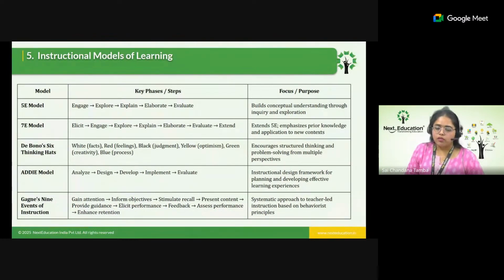And then inform the objectives. Gaining the attention of the students is the priority, because until and unless all the students are attentive towards the class, they are not going to listen to the entire class which you are going to take. After that, informing the objectives, what the learning objectives are for this particular chapter. Then stimulate recall. As I said, the prior knowledge of the student must be tested. They must recall all the information they already know before they move forward.